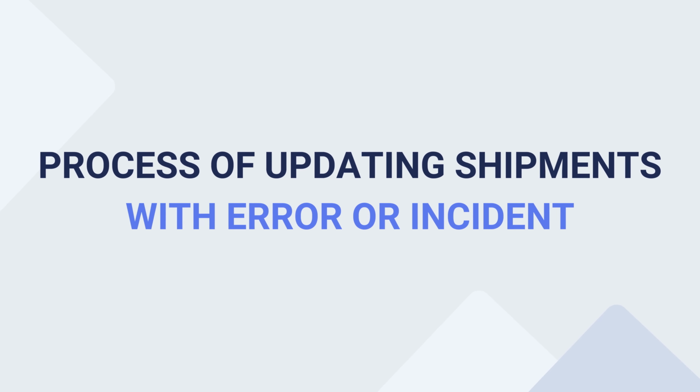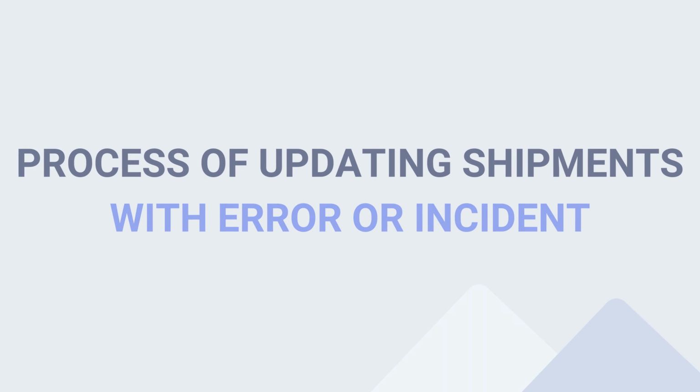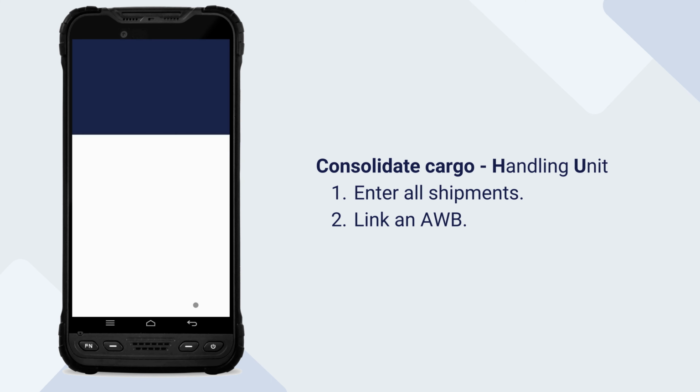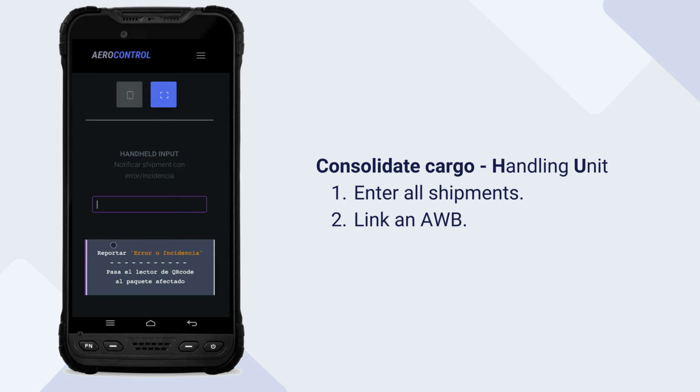Process of updating shipments with error or incident. Finally, the functionality to update a shipment with an error or issue is displayed on the main screen. Going to the bottom, there is a link that says, Report Error or Issue. Click on it, and it takes you to the view where you enter the problem.